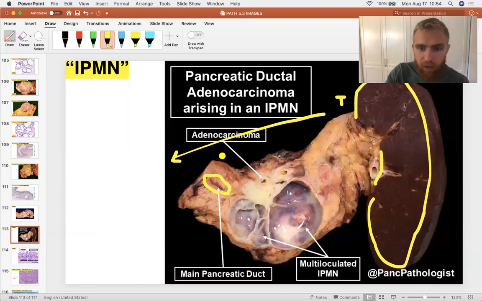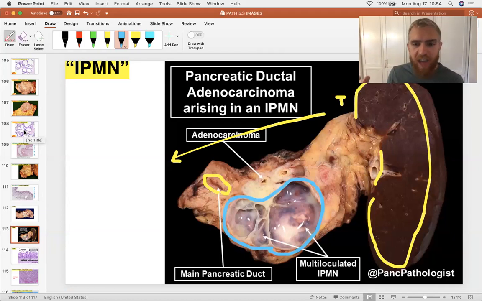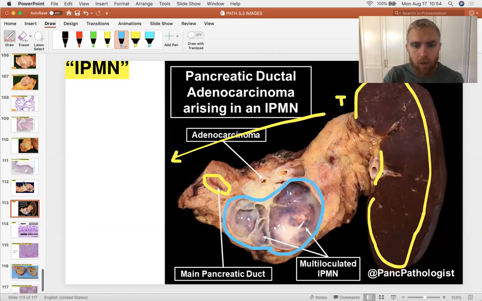And so this multiloculated intrapancreatic mucinous nodule is right next to where that duct is. And it's more similar to a mucinous cystadenoma than a serous cystadenoma. It's got these big lobules to it. It is multiloculated and it's shiny. Because again, this is mucinous too.